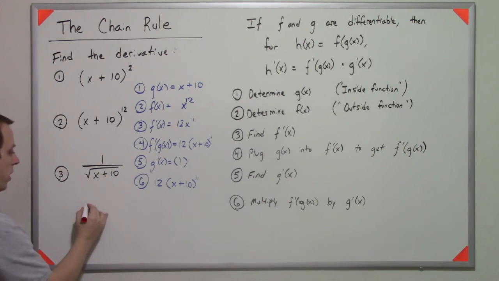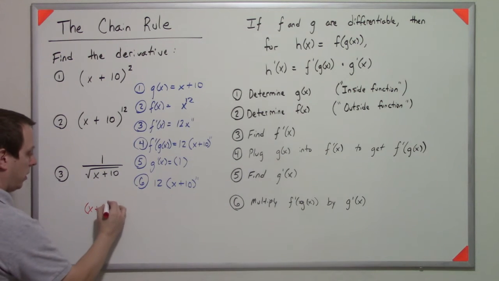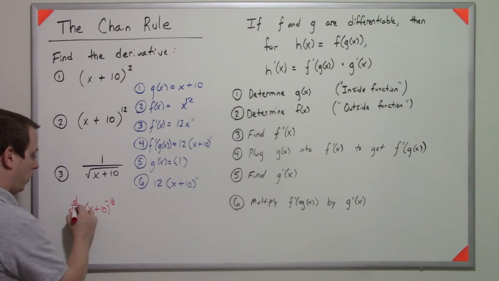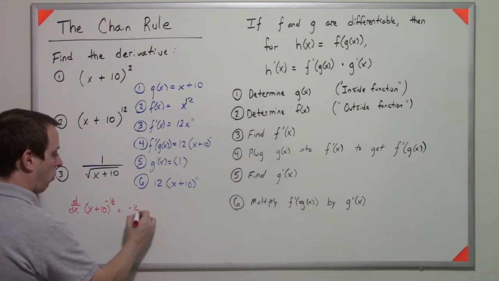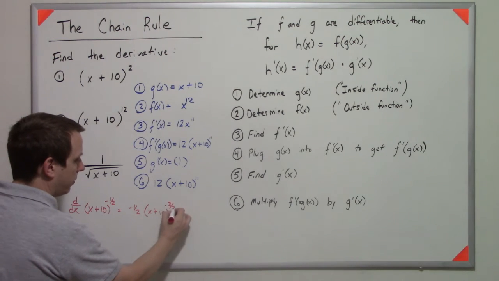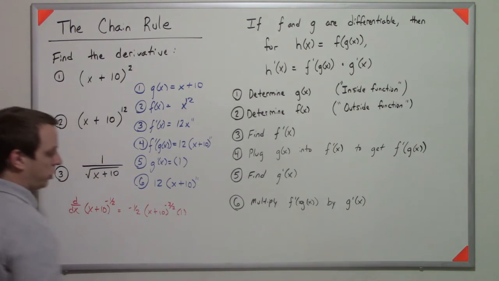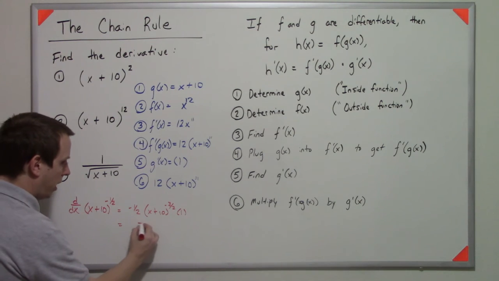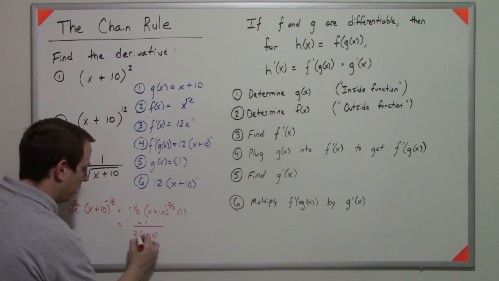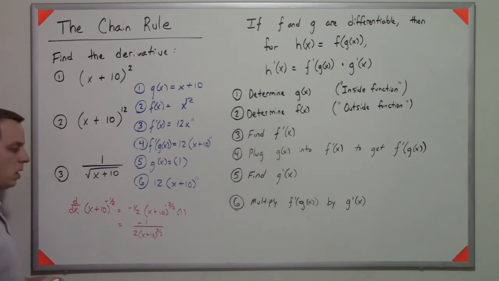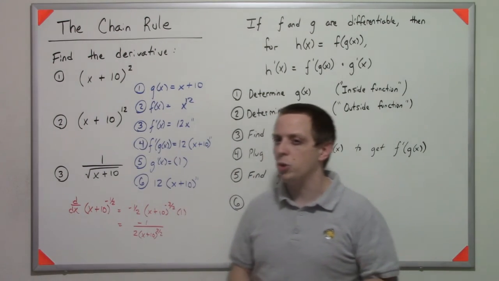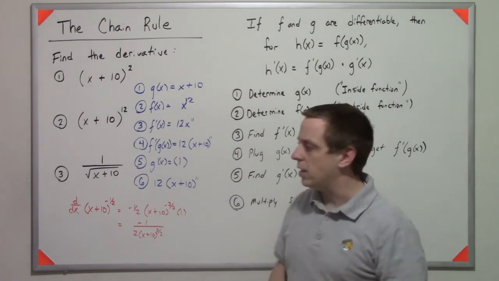So this could be written as (x + 10)^(-1/2). So its derivative is -1/2 (x + 10)^(-3/2) times the inside derivative, which is just 1. So that's -1 over 2(x + 10)^(3/2). So notice how much more quickly that went than trying to do something like a quotient rule or anything of that sort.